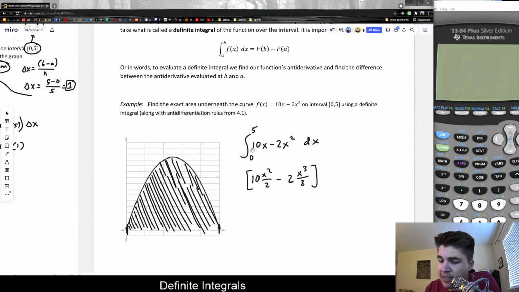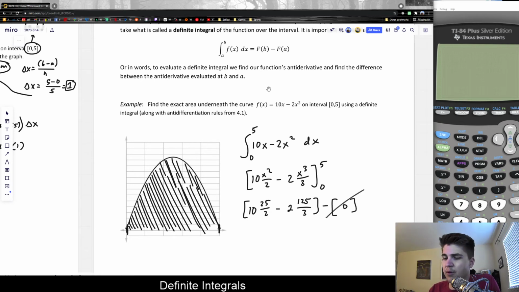And how I like to write it is from 5 to 0. And again, what we're signifying is here's my antiderivative function, and I need to plug in both 5 and 0, b minus a, and subtract the two. So if I start by plugging in 5, I would have 10 times 5 squared over 2 minus 2 times 5 cubed over 3. And then minus the function evaluated at 0. Well, what's nice is since these are just polynomials, I would have 0 and 0. So minus 0, I can not worry about that.